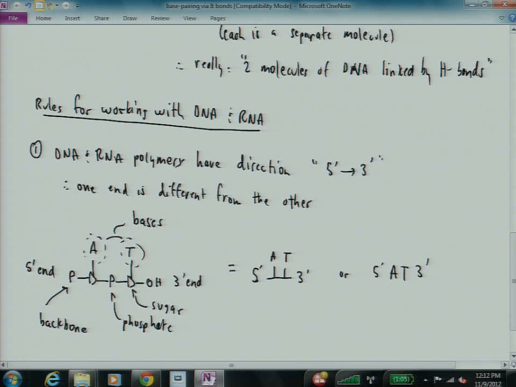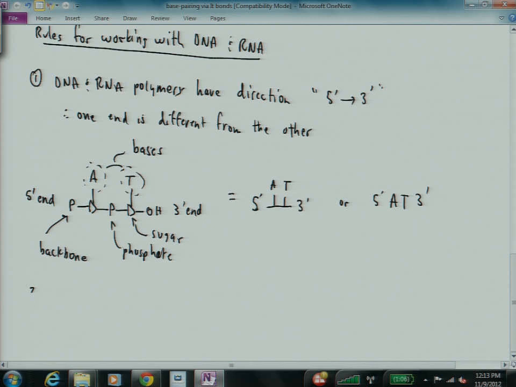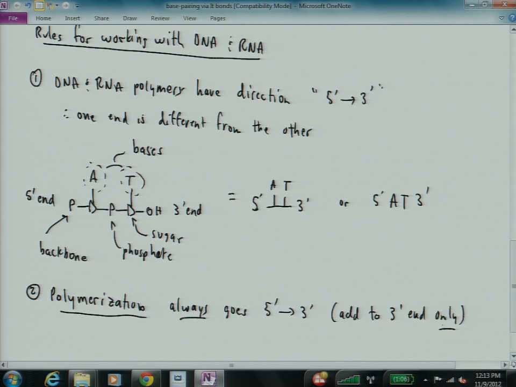Next, this was not in the book as clearly, and so I want to make a fuss about this here. Polymerization, that is adding bases, always goes 5 prime to 3 prime. That is, you add to the 3 prime end only. Okay? So, all right, in the real world, there are rare exceptions to this, but this is one of those few rules that has very, very few exceptions. So if you're going to grow a new strand, you're always adding to the 3 prime end.